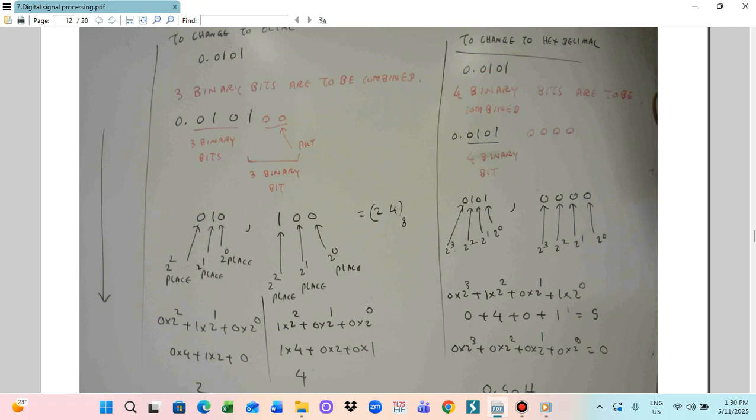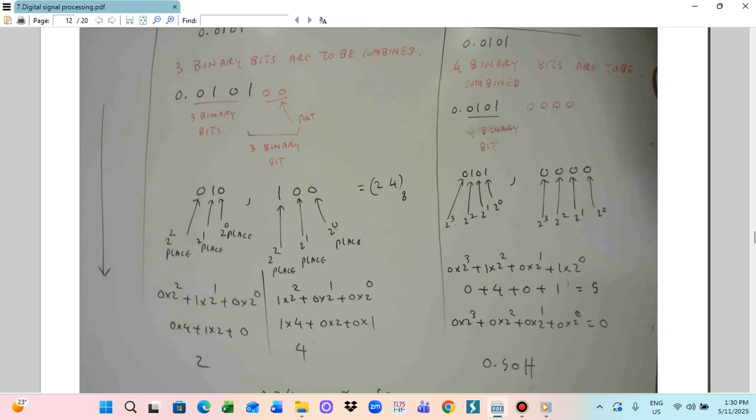So to change to hexadecimal, four binary digits are to be combined. Four binary bits are to be combined together for the hexadecimal system. Okay, so now we change to the hexadecimal system.